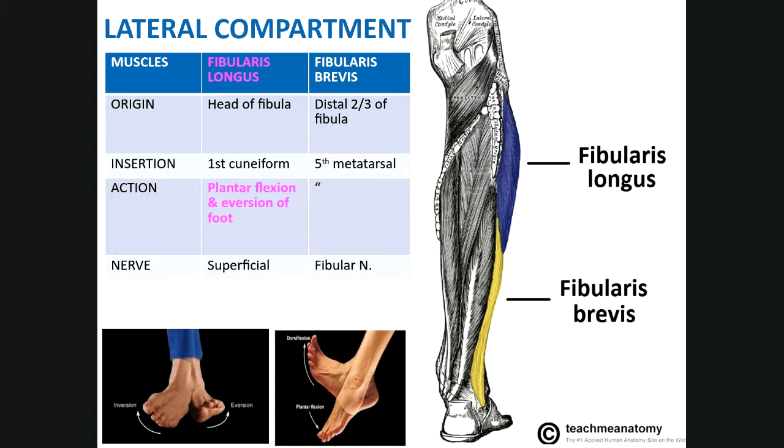And the action on this is plantar flexion. So here's the plantar region of your foot. It's going to pull that down, or walking on your toes. And it's also going to evert the foot. Evert is bringing your pinky toe out, so it's pulling the foot up in this direction. The other muscle underneath the fibularis longus is the fibularis brevis. Similar action, but it inserts into the fifth metatarsal. The nerve to both of these muscles is the superficial fibular nerve.